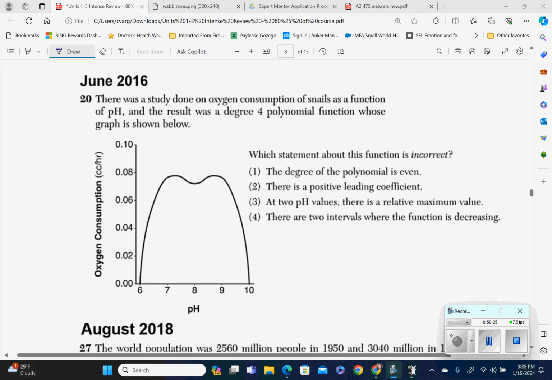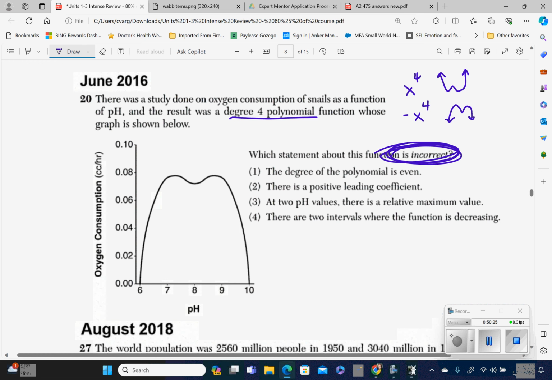All right, for this one, we have a degree 4 polynomial, which means you have x to the fourth. We talked about this, right? End behavior is going to be either up, or if the leading coefficient is negative, it's going to be down. Which statement is incorrect? So 3 are correct. The degree of the polynomial is even. Yes, it is. That is an even number, so that is true. There is a positive leading coefficient. That's wrong, right? See, these two are facing down, so that is not true.